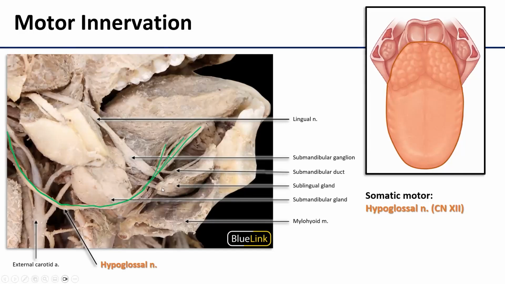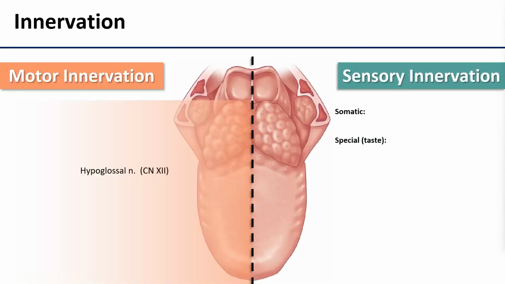It's nice and simple. Now, when we start adding sensory innervation to the mix, things start to get a little more complicated. For one, there are two types of sensory innervation. So we have somatic or tactile sensory and special taste sensory. And these pathways are completely separate from the motor pathway. So that hypoglossal nerve only carries motor fibers, no sensory fibers at all.